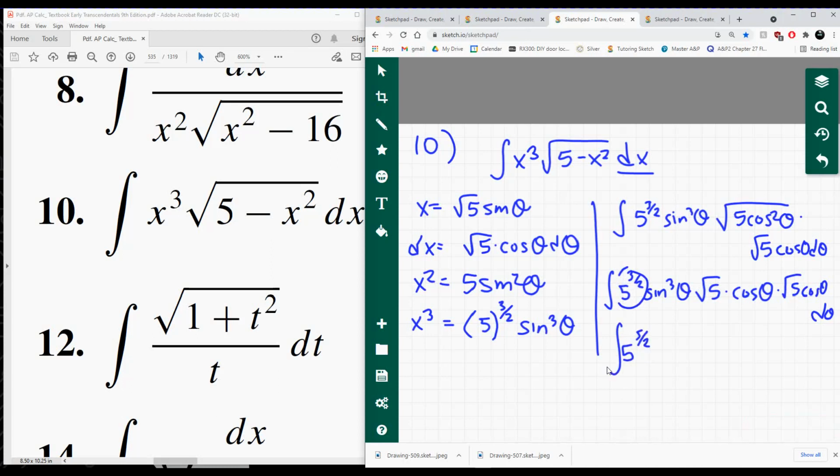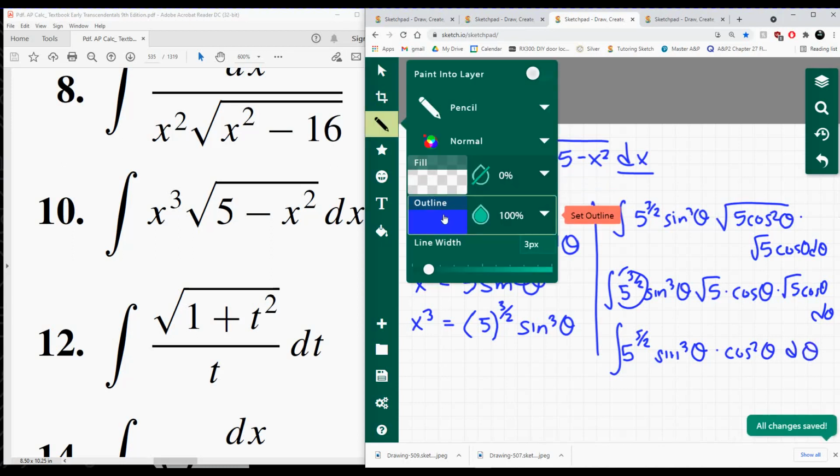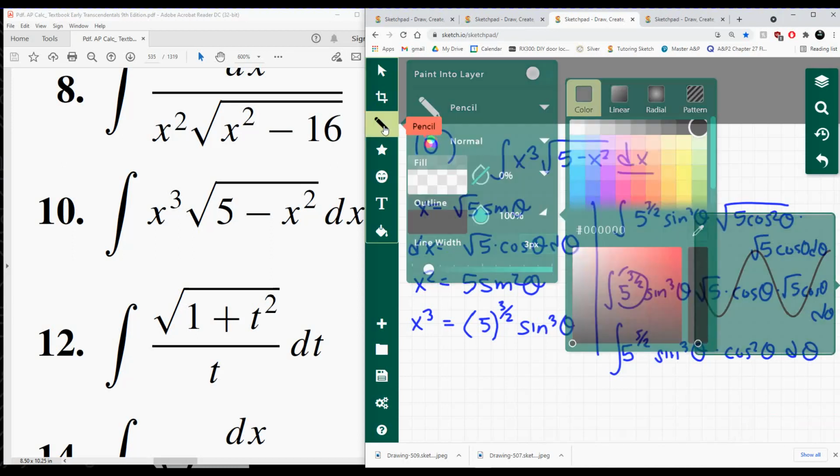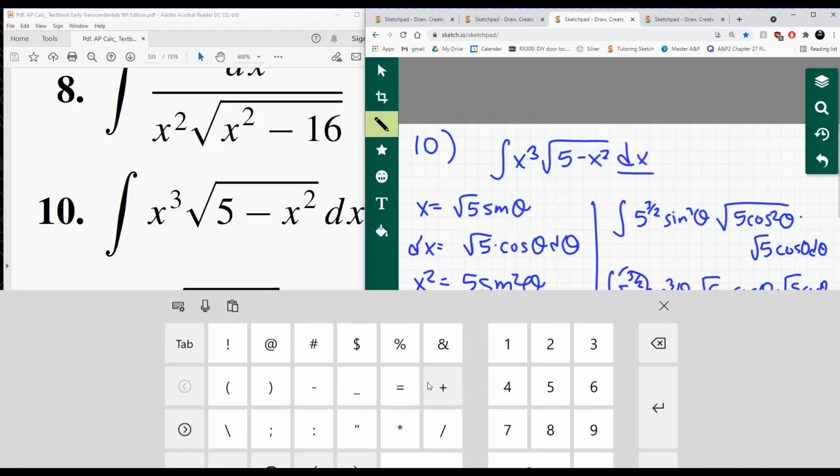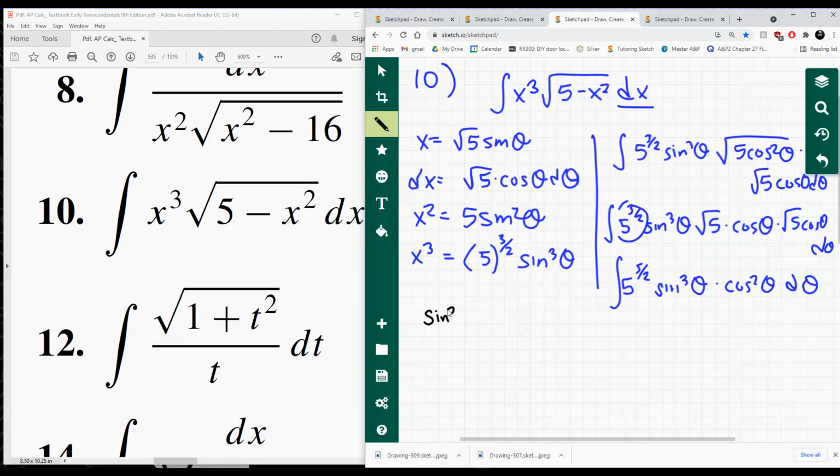And notice this is just a constant. We could have even taken this out of the integral. And we have sine cubed theta times cosine squared theta d theta. So we have a situation here in which the odd term is going to be the sine. Therefore, we're going to do a secondary substitution, because we know that sine squared theta plus cosine squared theta is equal to 1. We're going to take one of the sine squared thetas and turn it into 1 minus cosine squared theta.